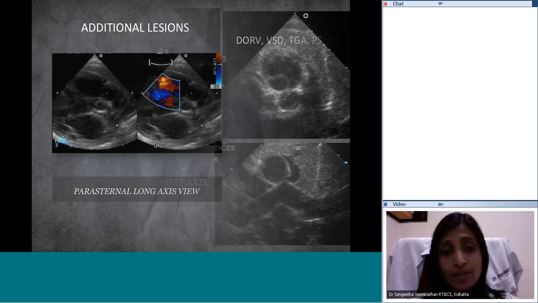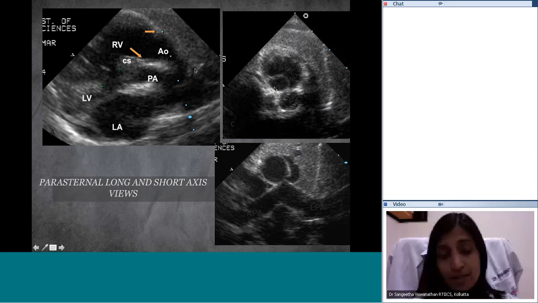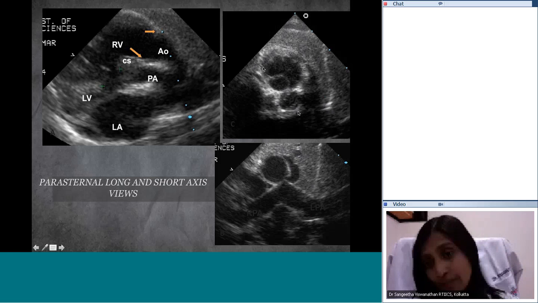So this is again just views of parasternal long axis and short axis in DORV with subpulmonary VSD, and this patient has PS. You can see clearly just from the size of the pulmonary artery that there is PS, and there is some subpulmonary obstruction as well. This is the aorta, which is anterior and to the right, and the pulmonary artery, which is smaller, appears to be a bicuspid valve probably, and it is posterior and slightly to the left.